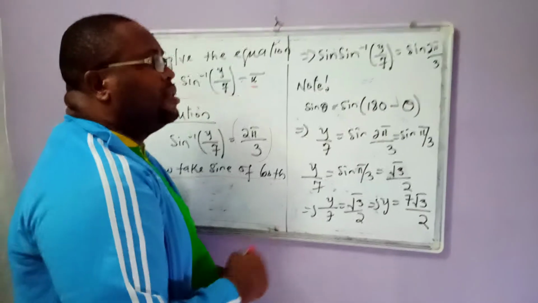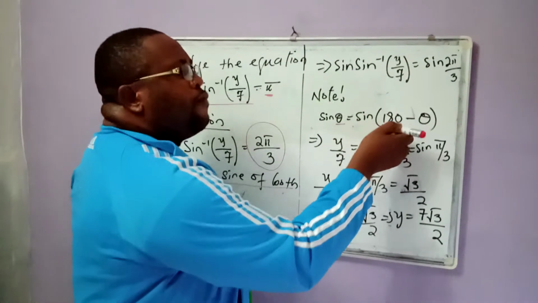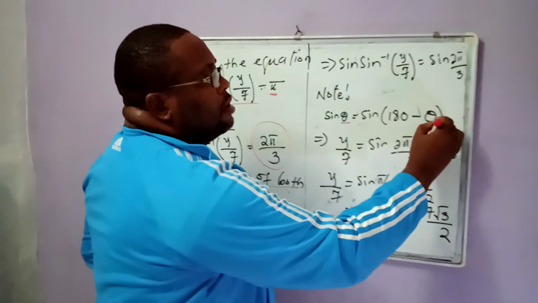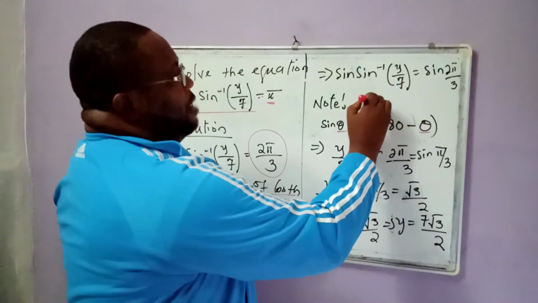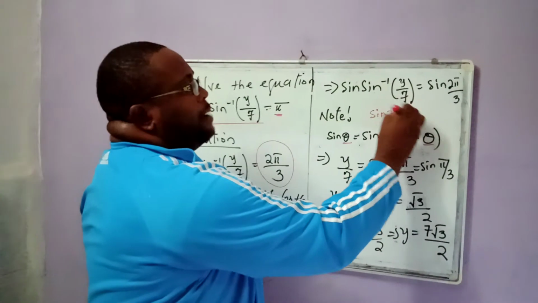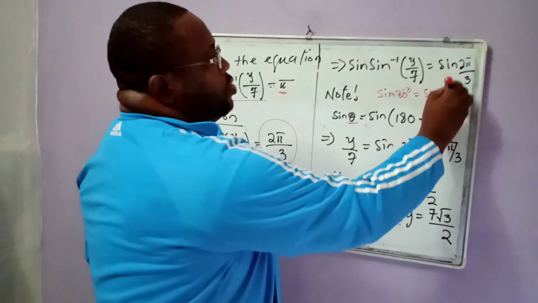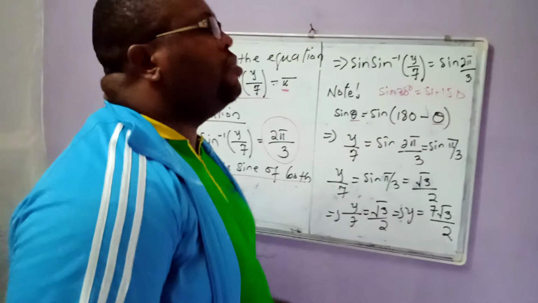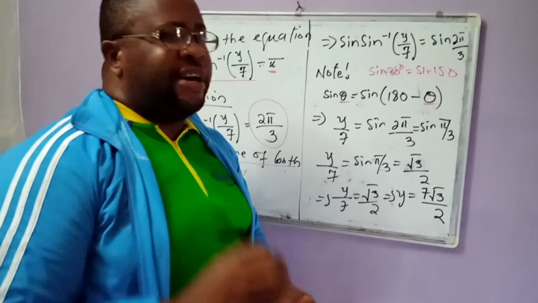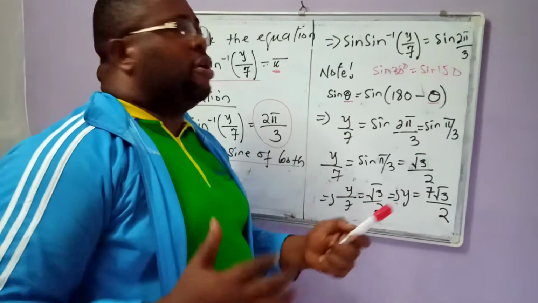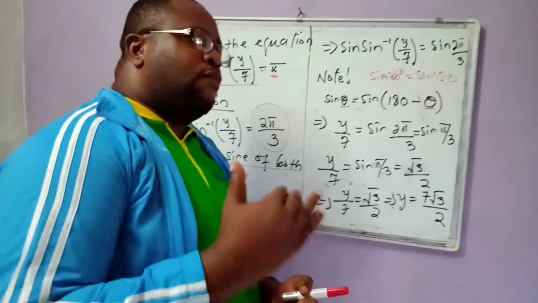You need to understand that the sine of any angle theta is the same thing as the sine of 180 minus that same angle theta. For example, sine 30 degrees is equal to sine of 180 minus 30, which is sine 150. So now the question is, 2 pi over 3, what angle is that? 2 pi over 3 is 120 degrees. So sine of 2 pi over 3 simply means sine of 120 degrees.